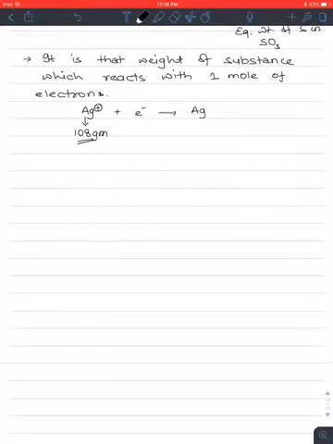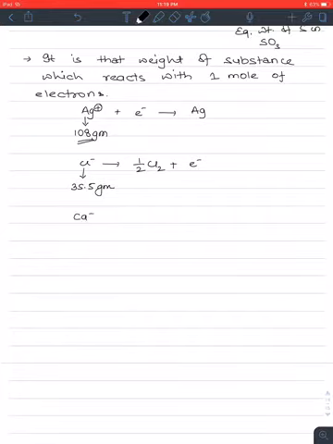So let's take one more example. If I'm having Cl minus, it will give half Cl2 plus electron. So 1 mole of Cl minus is giving you 1 mole of electron, and the weight of 1 mole of Cl minus is 35.5 gram. So this 35.5 gram will be the equivalent weight of Cl minus.